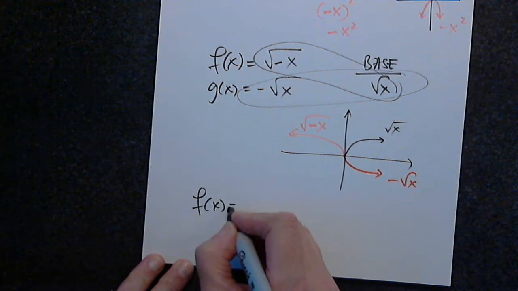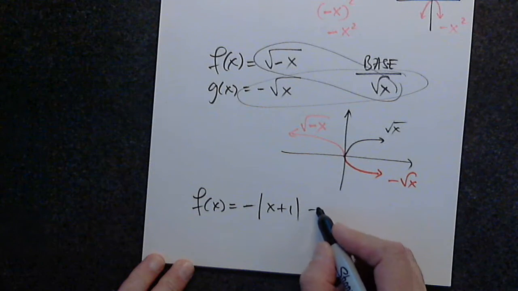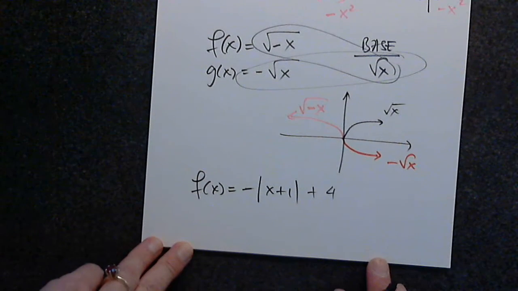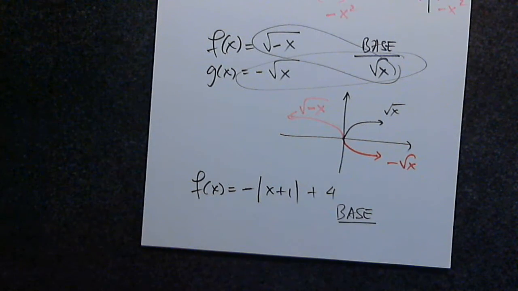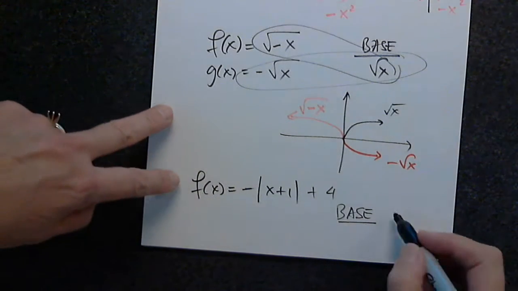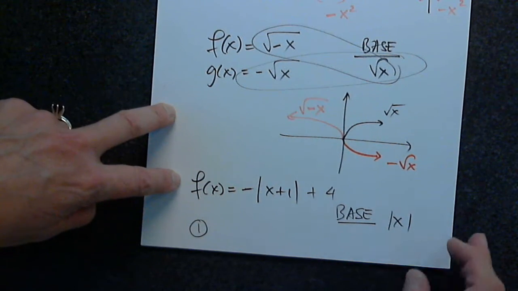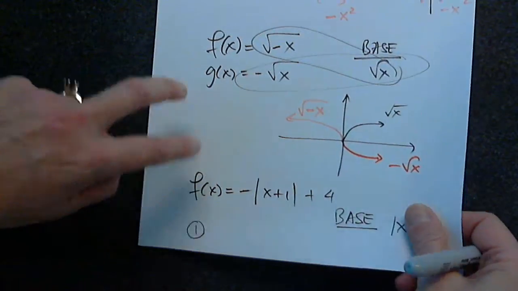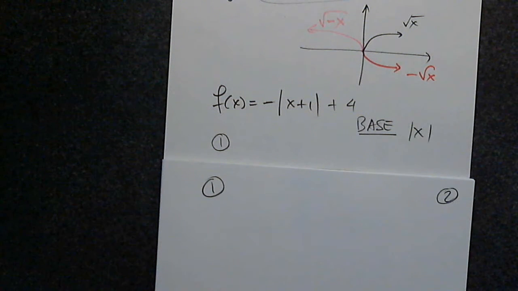So let's take a look at f of x equals negative the absolute value of x plus 1, plus 4. Which base function was used to determine this function? Which function did I use to create this function from the list of functions? Absolutely, thank you very much. What is the first transformation in order of operations? The first transformation in order of operations, I'm going to copy it here, is what?